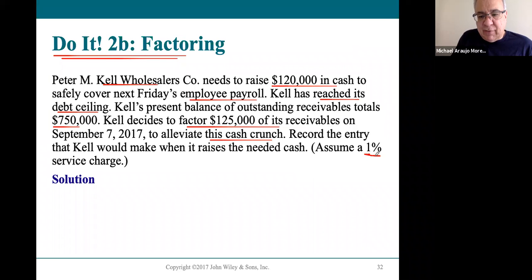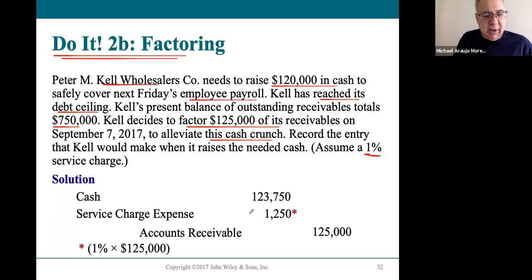There's a 1% service charge on the sale to the factor. So what is this wholesaler going to be doing? They're going to be collecting $123,750 of cash. So they debit cash for that amount. 1% is going to be an expense of $1,250. And they're going to sell off their $125,000 of receivables. So there you go. In a nutshell. How'd you do?